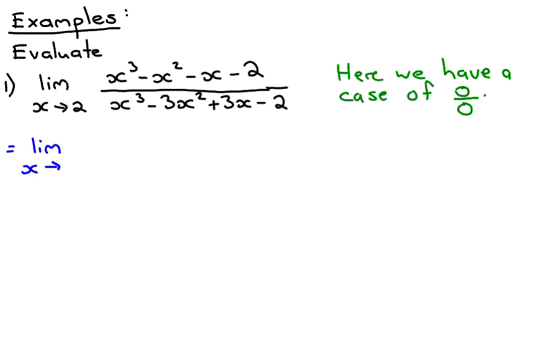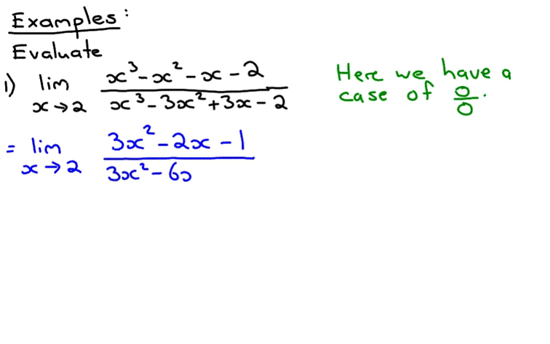So I've got the limit as x tends towards 2. I'm going to differentiate just my numerator at first, which gives me 3x squared minus 2x minus 1. Oh, hang on a second. Not minus 2. The derivative of negative 2 is 0. Then I'm going to find the derivative of the denominator, which is 3x squared minus 6x plus 3.